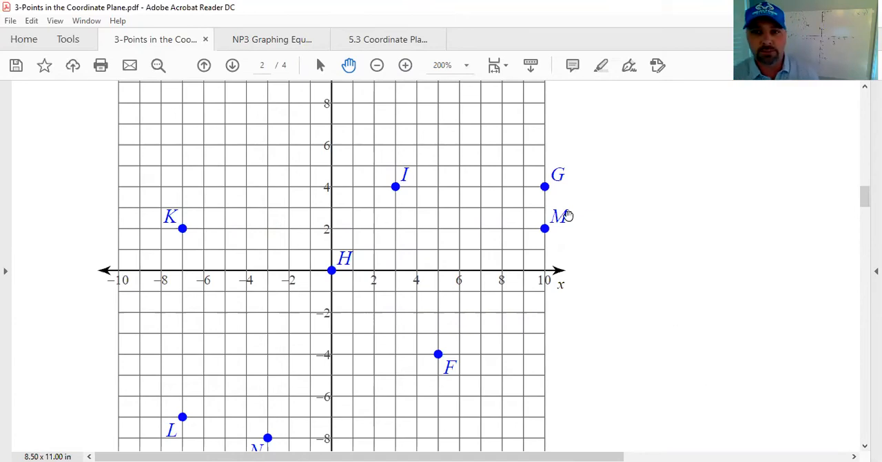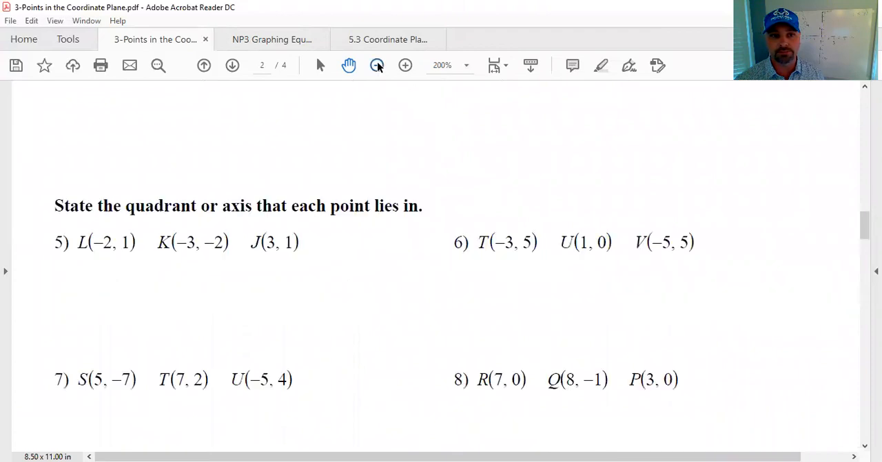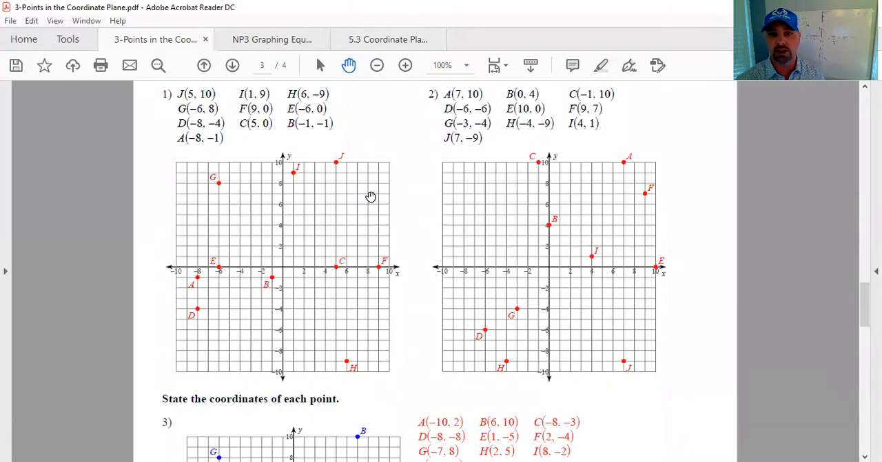As we looked at a minute ago, you want to start with the x. So follow that down to the x. You see that it falls on 3. Then look and see where it falls on the y, 4. So I would have the coordinate (3, 4). Okay, G is (10, 4). F is (5, -4). So you could write that down on a piece of paper and then check your answer. State which quadrant or axis these points fall on. That's pretty good practice. Then here are all your answers.